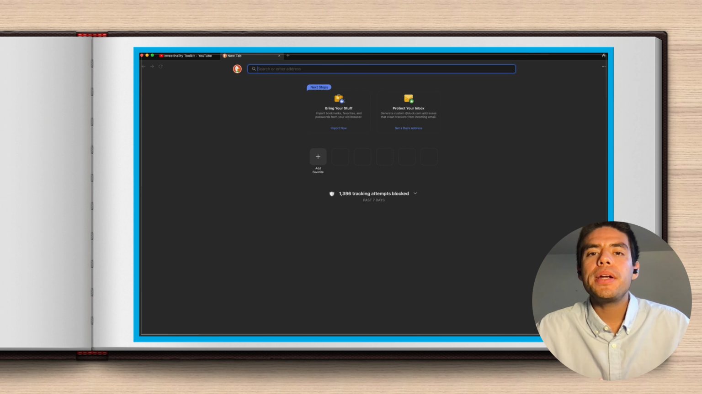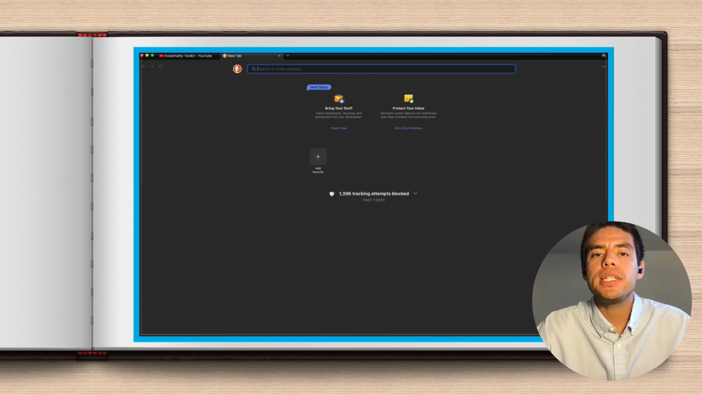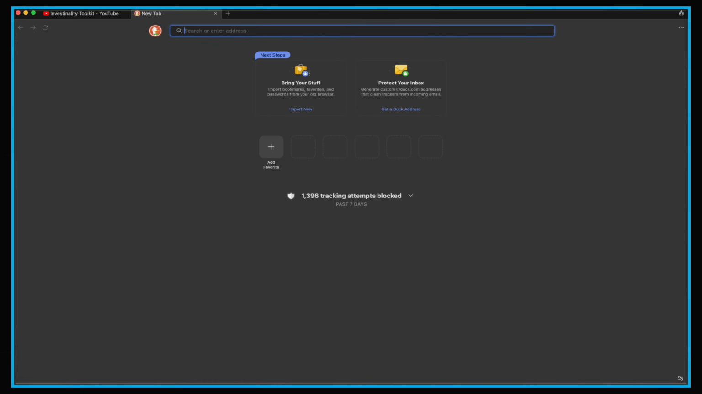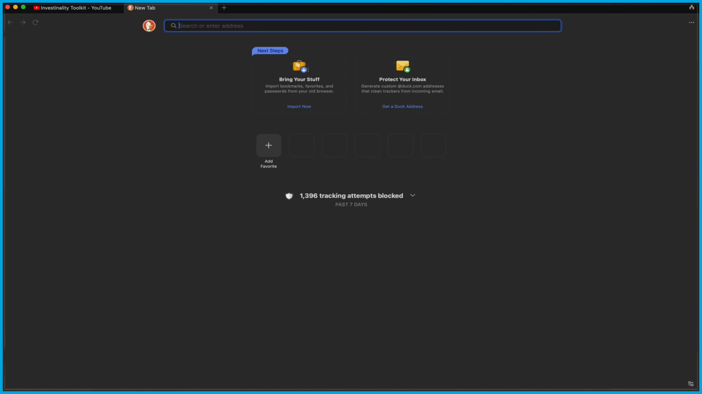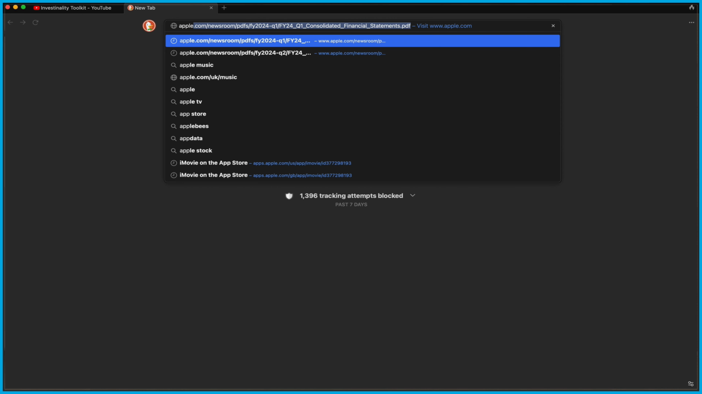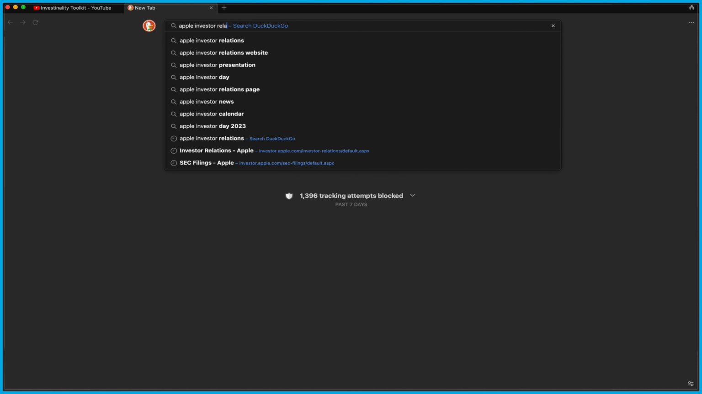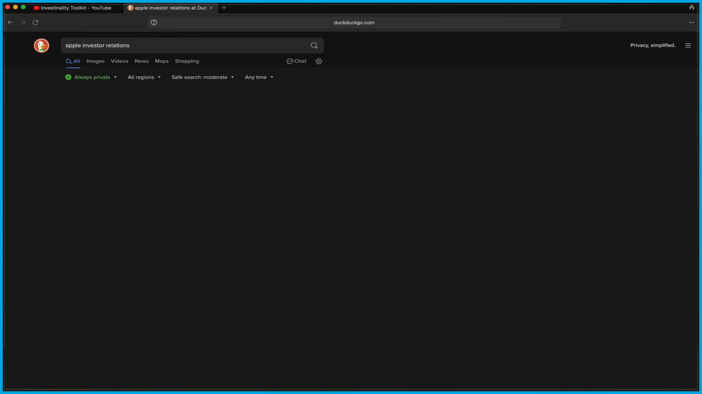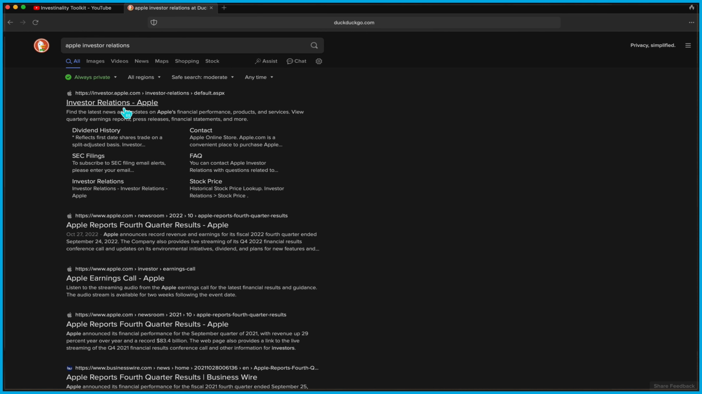Now I'll walk you through where and how to find the key values necessary for calculating EPS for Apple from its balance sheet. Great, now let's walk through Apple's financial statements to calculate the EPS ratio. To search for Apple's earnings, we can do Apple Investor Relations. This will lead us to Apple's Investor Relations page.